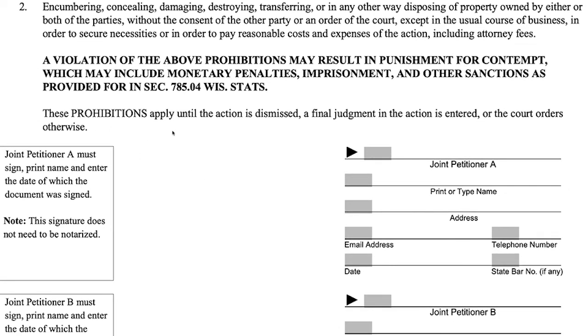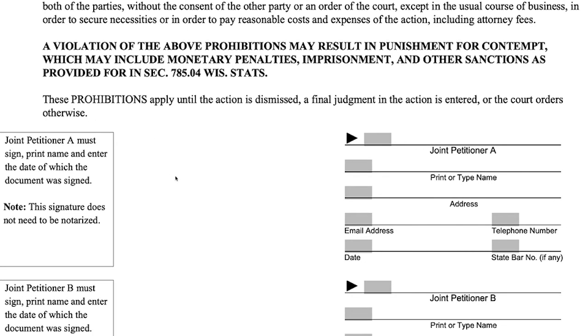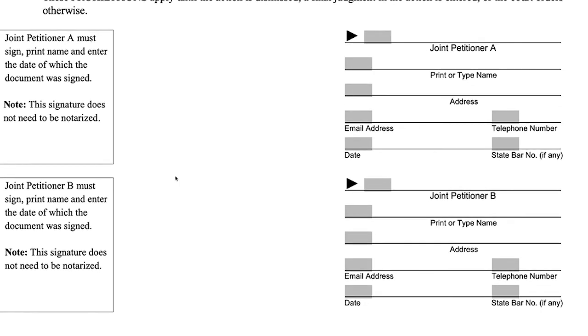And these all apply until the action is dismissed, a final judgment of action is ordered, or the court orders otherwise. Sometimes the court will order that something could be sold off, but that would be with everybody knowing about it and understanding it needed to be done.